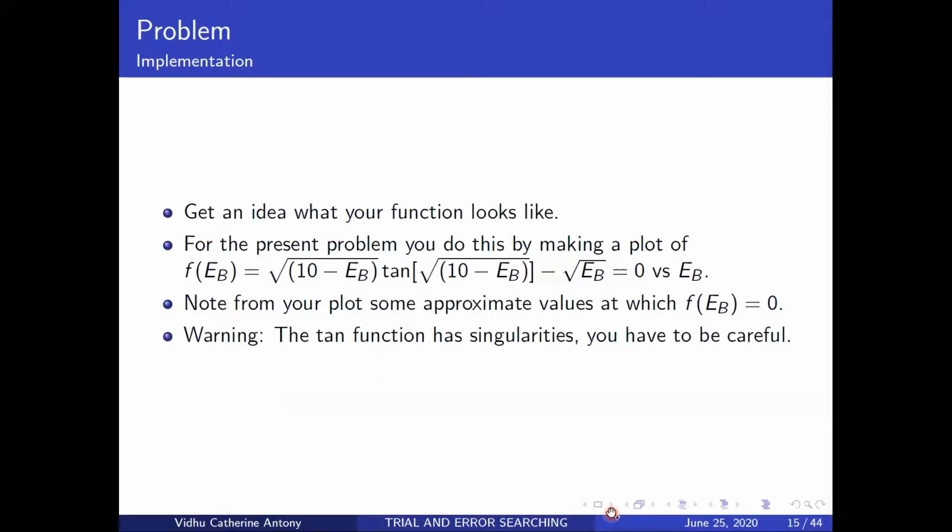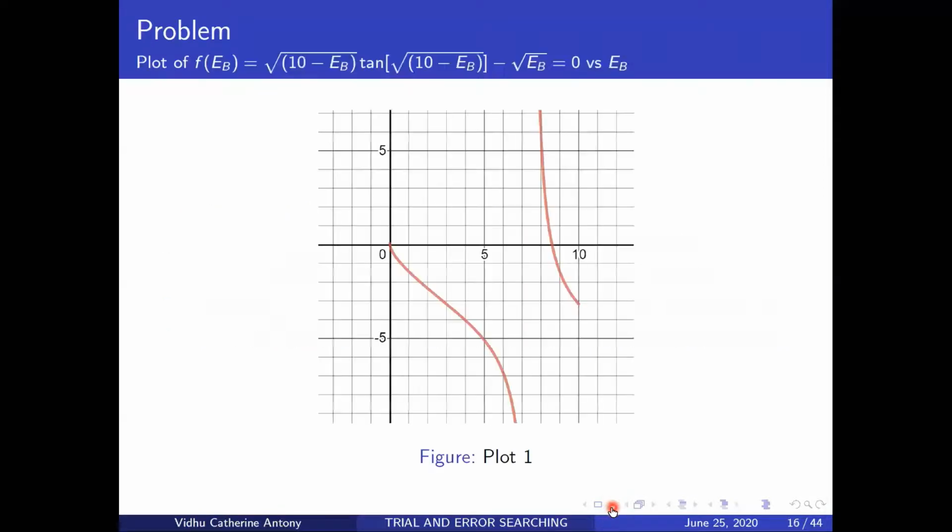Now you have to be careful. Why? Because your tan function can throw off to infinity. Your cotangent also can throw off to infinity or minus infinity. So you have to be very careful when you do this. Now this is a rough plot that I've done.